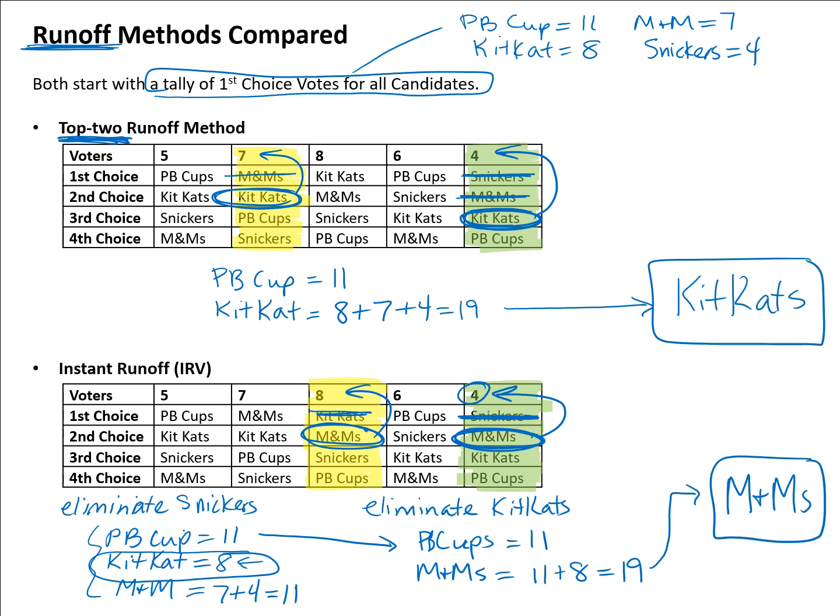So this is rather interesting. The 2 runoff methods, depending on which one is chosen ahead of time in an election, can result in different outcomes. Kit Kats won when we eliminated everybody but the top 2, but when we eliminated candidates one at a time, M&Ms ended up going to the top. So the 2 runoff methods are similar but different. Sometimes they have the same results, sometimes they have different results.